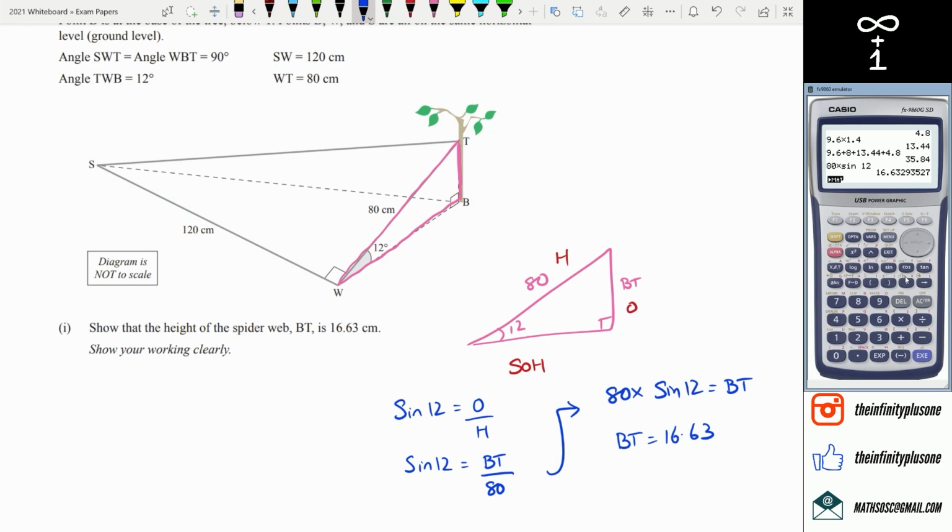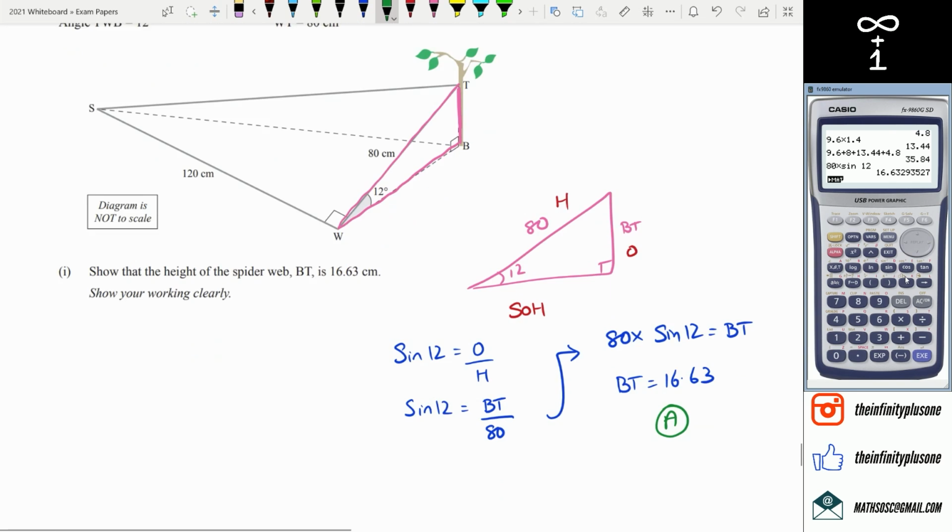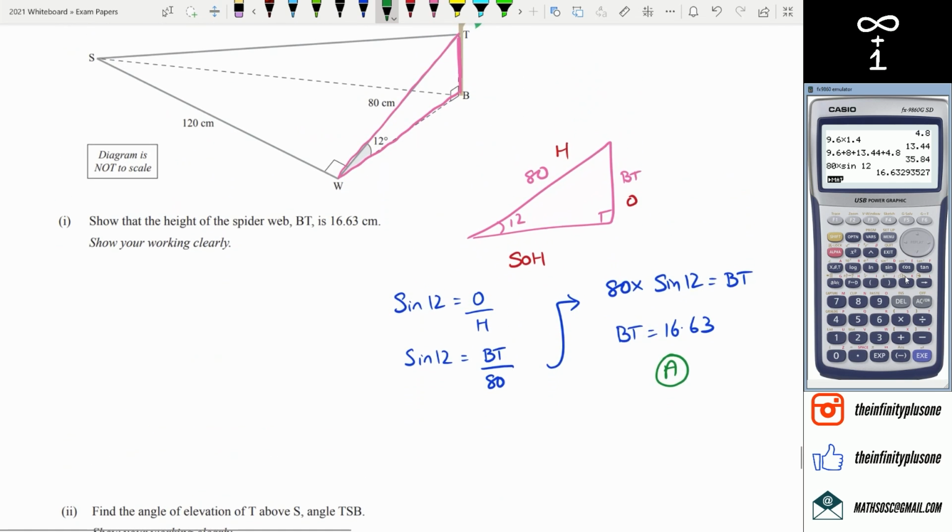This is a nice achieved question because they actually give you the answer. As long as you're able to show the working, you are pretty much going to get an achieved for this question. Moving on to the second part of the question.